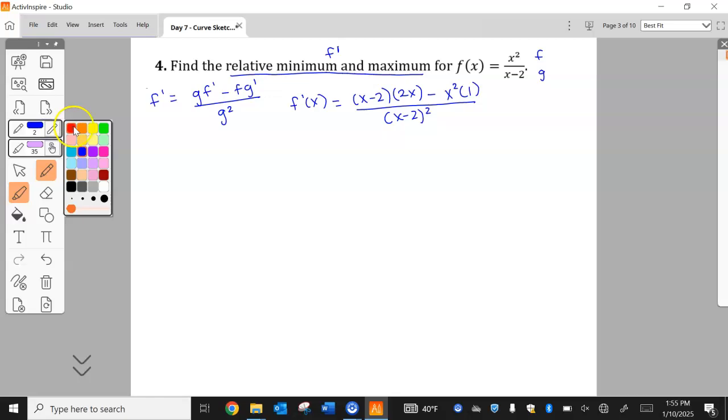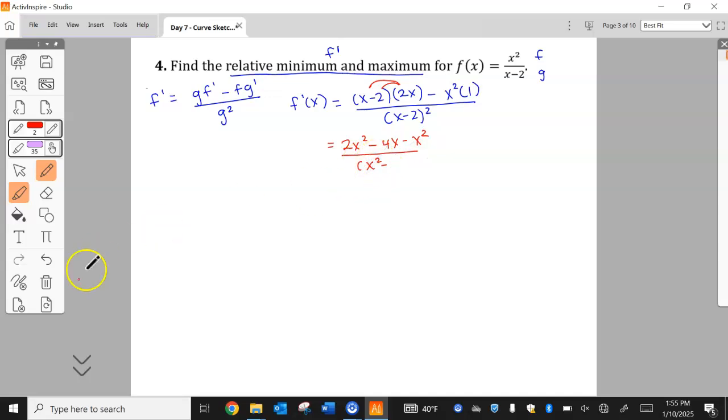Now I want to go ahead and distribute this 2x. So that's going to give me 2x squared minus 4x minus x squared. Sorry, that's an x minus 2, not an x squared. I'm going to go ahead and combine like terms. So 2x squared minus x squared, I'm just going to erase this and rewrite it, is going to give me 1x squared. And then the last thing I'm going to do is factor the numerator. So I can take out an x.